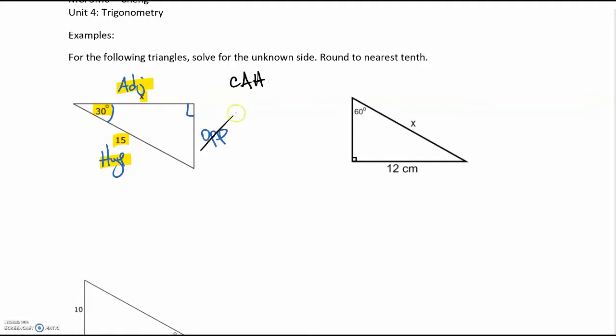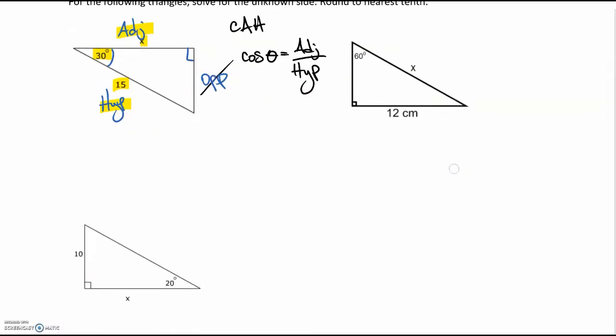Okay, so to fill this out, we are going to write it out properly. So cosine of theta is equal to adjacent over hypotenuse. And let's continue on. That means that the substitution phase should look like this. Cosine of theta, which is 30, is equal to the adjacent, which is our x, and our hypotenuse, which is 15.